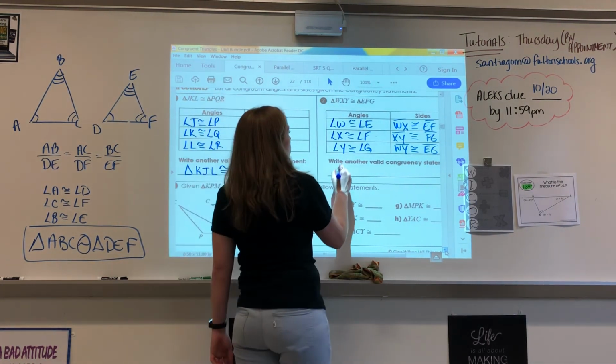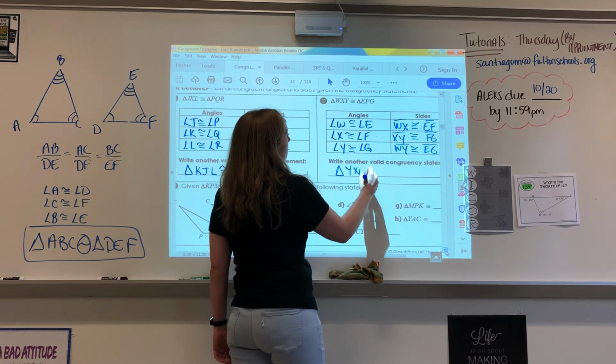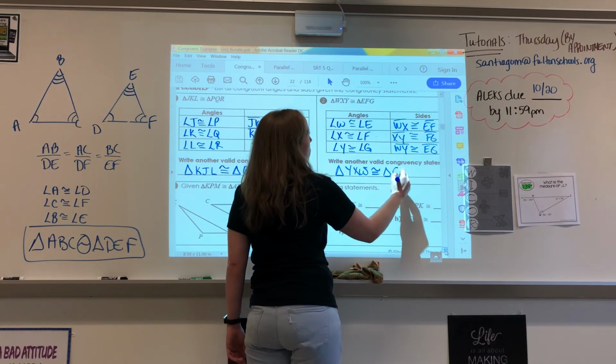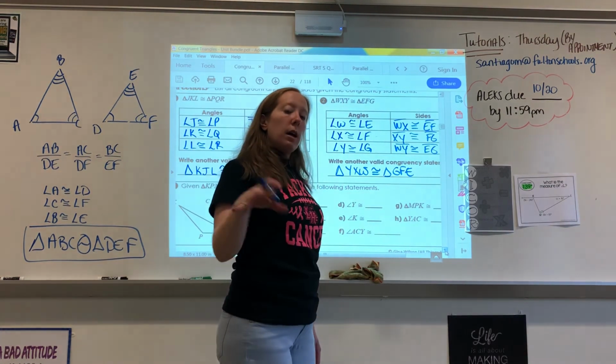And then some of you may have done this, which is fine. It's just, I kind of expect it. You might have written this backwards, but just make sure you're congruent going backwards. So GFE. That's it.